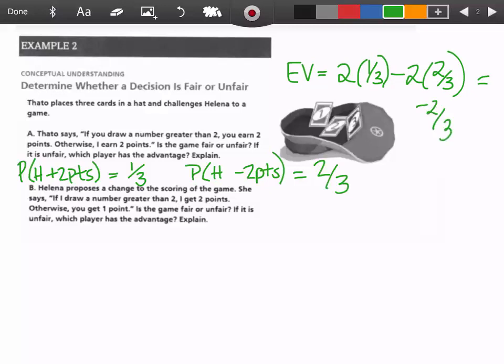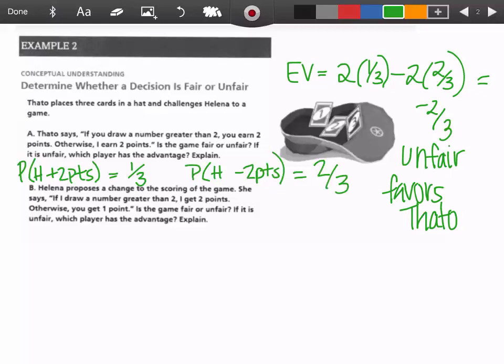So this game is unfair, because Helena has no chance to potentially earn more points than Theodo. Theodo has the advantage in this game. So the game favors Theodo. If it was fair, the expected value would equal 0, because we would have equally likely events.